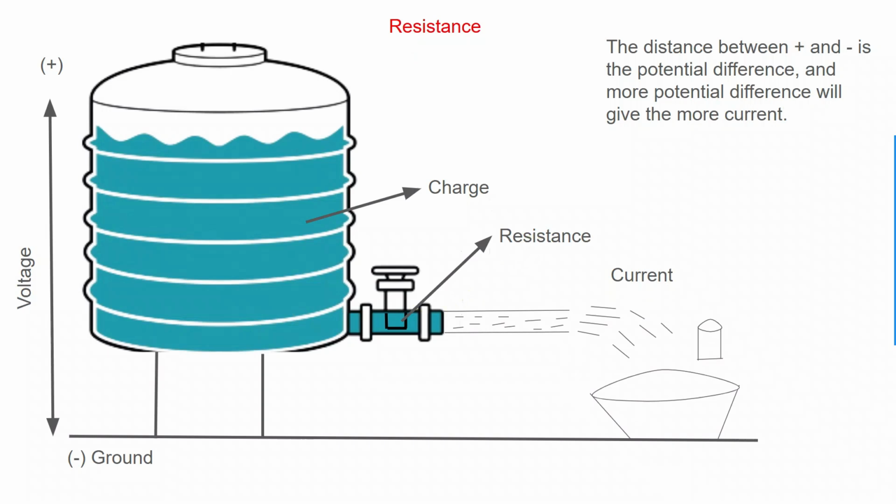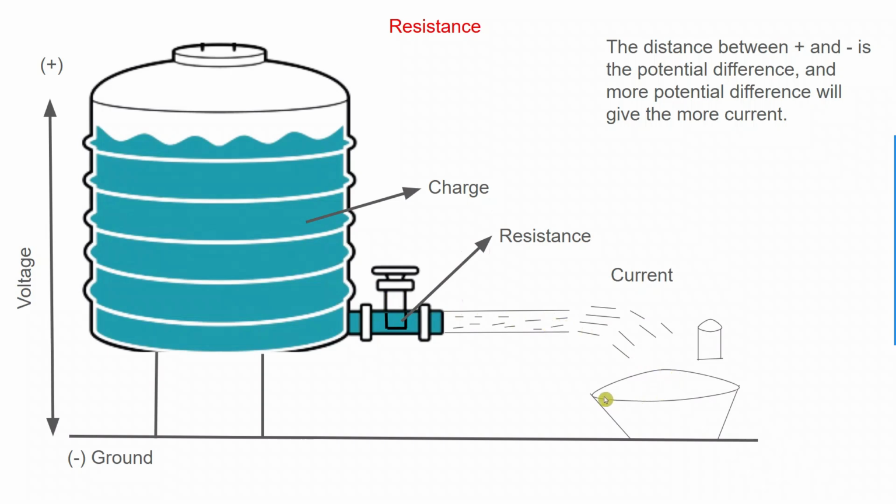In this slide, we'll understand what resistance is using this water tank. Here the water is flowing. We can control the flow of water by adjusting this tap. If you tighten this tap, the flow of water will decrease. If you loosen the tap, the flow of water will increase.